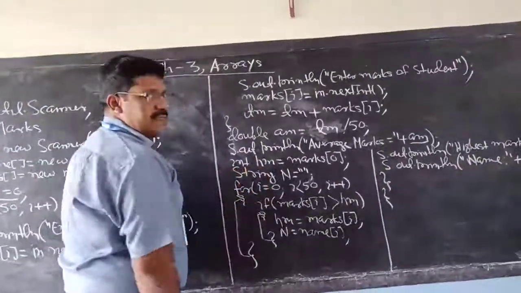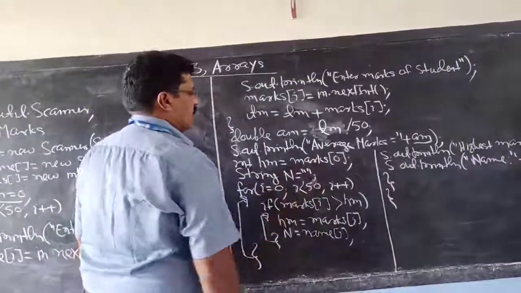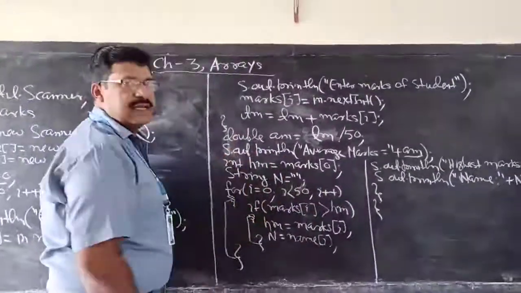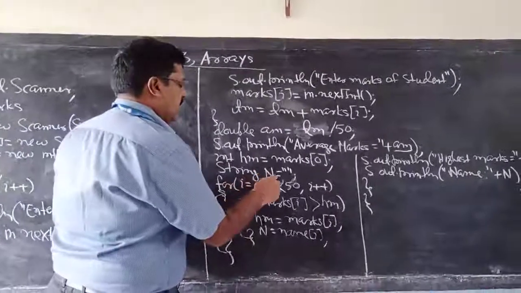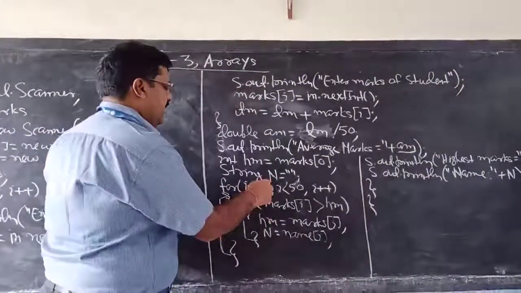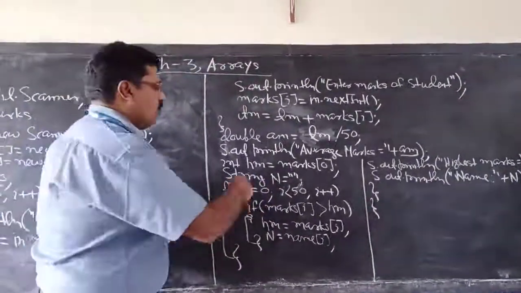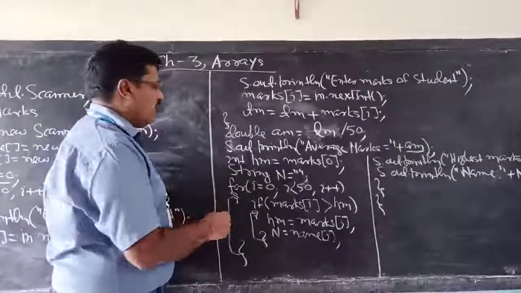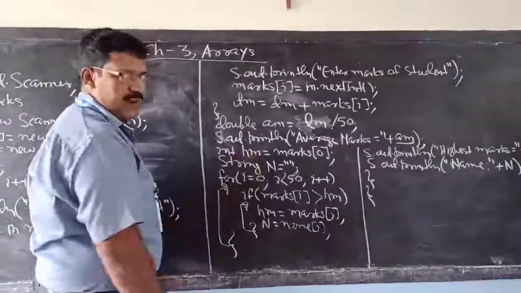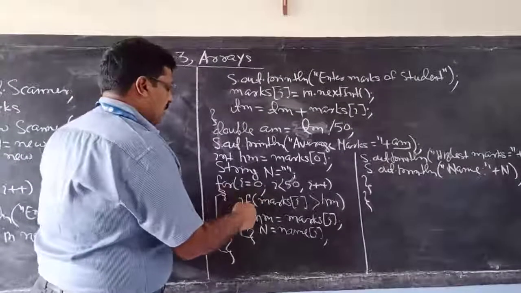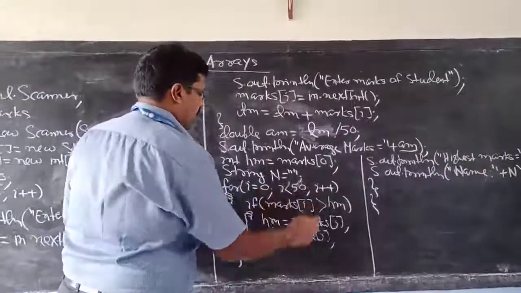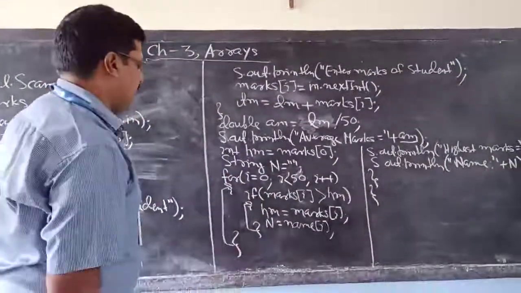HM, meaning highest marks, equal to marks[0]. The first marks is stored in HM. String n equal to null. This n is taken as a string data type to store the name of the student who has got the highest marks. Now again the loop will start, for i equal to 0, i less than 50, i plus plus. As usual the loop will run 50 times.